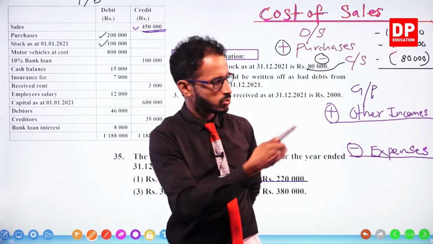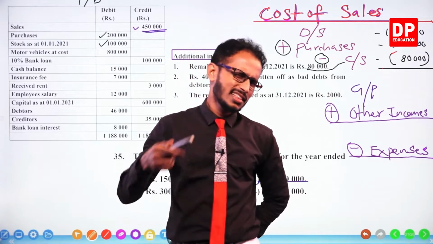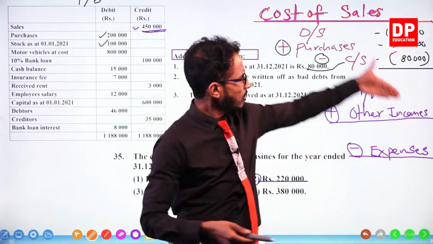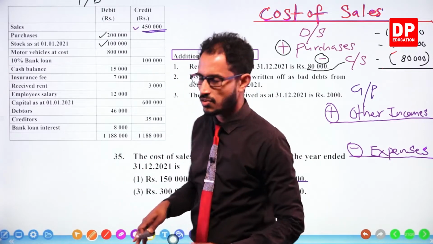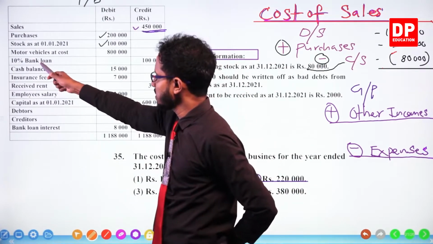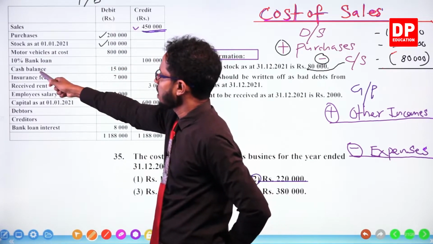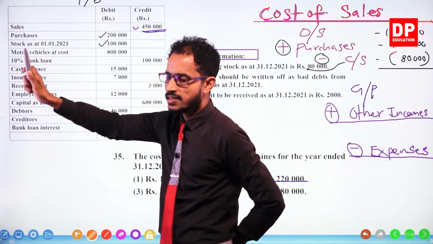No need to rule the statement and follow the formats in the MCQ paper. Just do a rough working like this. This is the profit or loss statement, very, very basic, very, very rough. So don't take anything unnecessary like motor vehicles, bank loan, cash balance.